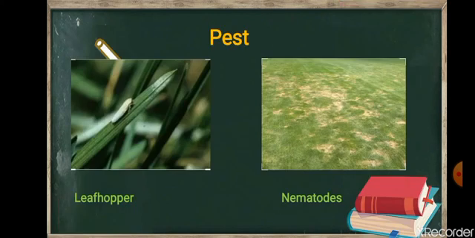Pests of lawn. Leafhopper. It sucks the juice from grass blades, causing striped white, then yellow, and finally brown leaves. It can be controlled by spray of dimethoate. Second is nematode. It affects the root. The lawn takes a bleached out appearance. It can be controlled by application of Furadan 40 gram per square meter.